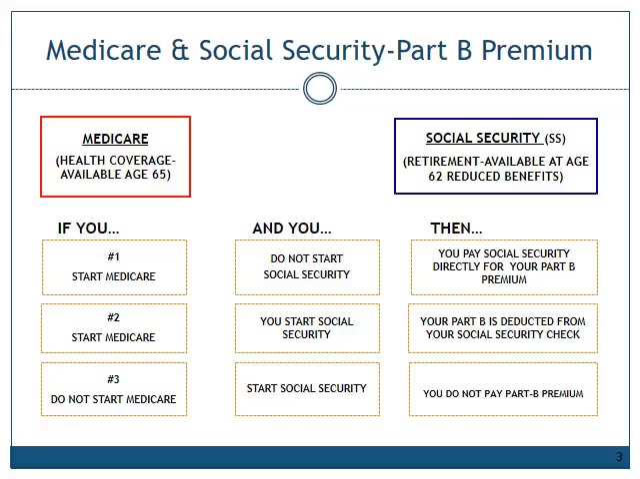Option number 1. If you start Medicare and you do not start Social Security, then you pay Social Security directly for your Part B premium. Option number 2. If you start Medicare and you start Social Security, then your Part B premium is deducted from your Social Security check. Option number 3. If you do not start Medicare and you start Social Security, you do not pay your Part B premium.